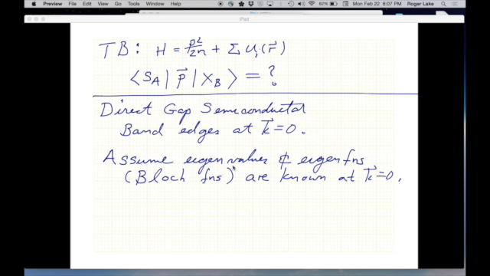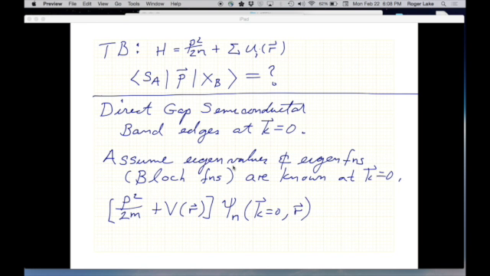And then, well, now let's go and write down our Schrodinger's equation and then start manipulating it. We have p squared over 2m plus some potential acting on psi. I'll explain this index, where n is your band index, right?